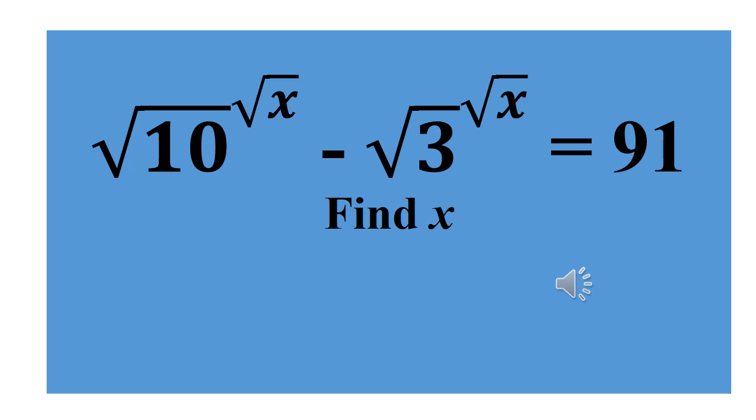on mathematics Olympiad. So the question is this: if square root of 10 raised to power square root of x minus square root of 3 raised to power square root of x equals 91, find x.